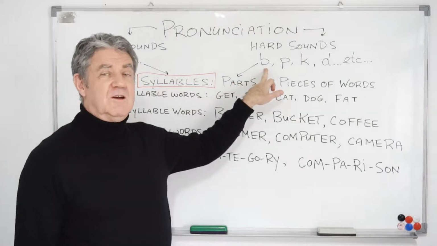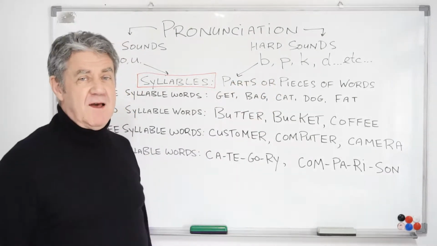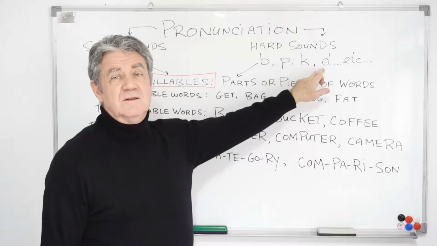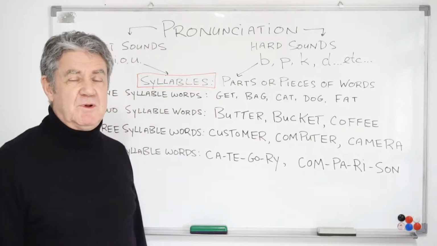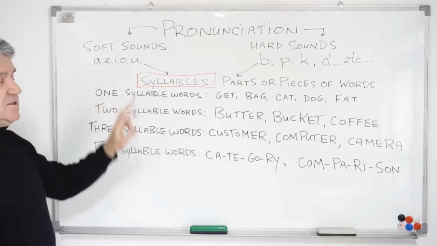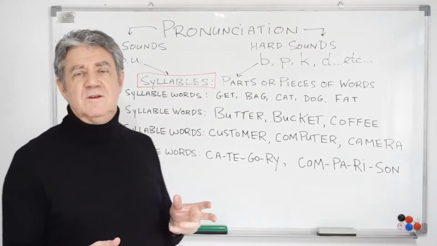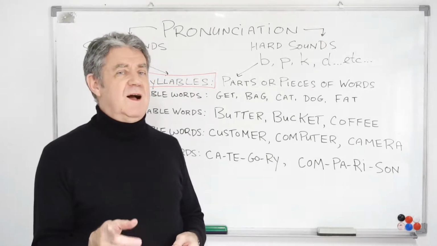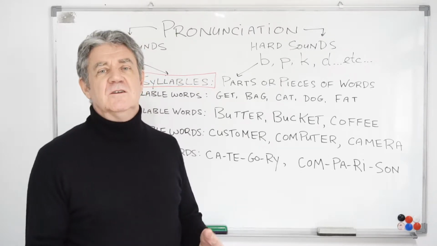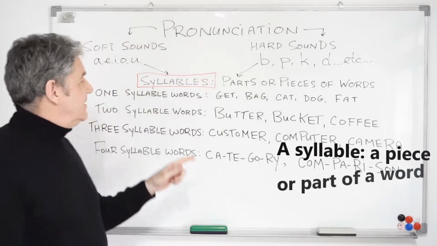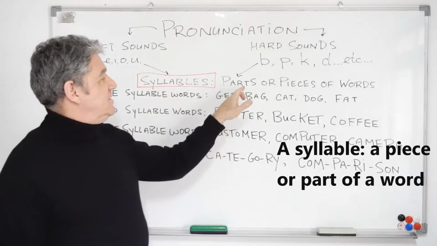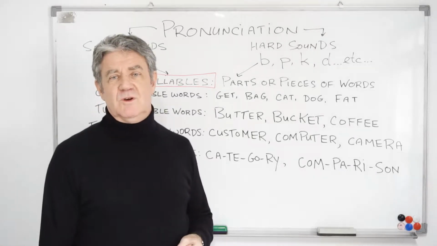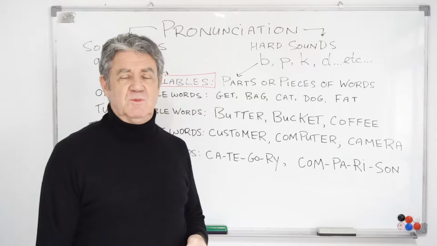And on this side, we've got hard sounds, which are made by changing your mouth, using your lips and your tongue. B, P, K, and D. So these sounds are a lot sharper and less smooth than the soft sounds. But we can put the hard sounds and the soft sounds together. Especially, we can put a hard sound just before a soft sound to help make this thing, a syllable, which is a part or a piece of a word. If you've got a dictionary, this is a good word to check up exactly what a syllable is.